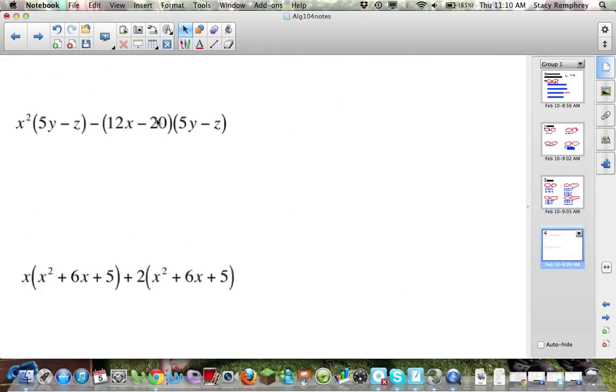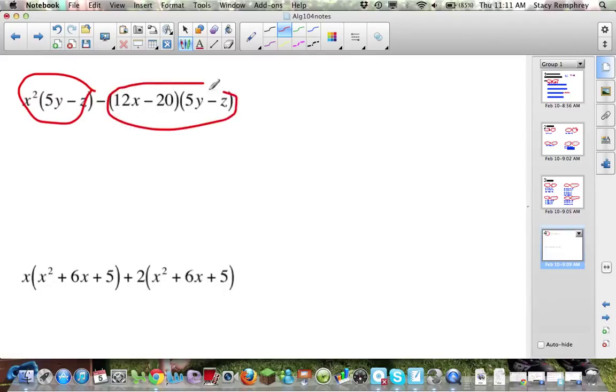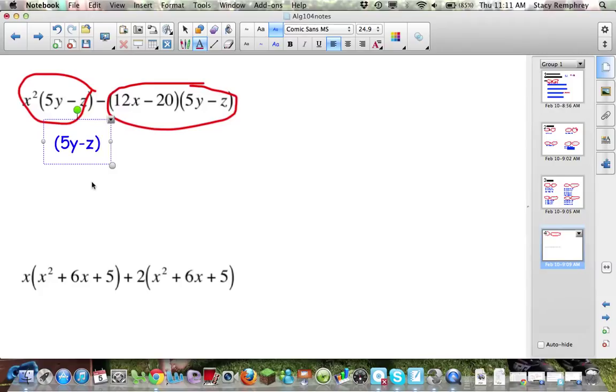Okay, in the last two, I'm going to do those pretty quickly because it's a very similar idea, but you just want to be careful of the minus. These are the two expressions being factored. Maybe I'll leave the last one for you guys to do. So what do they have in common? 5y minus z. After I factor that out in the first term, I'm left with an x squared minus, again, the minus coming from over here in the middle, 12x minus 20.